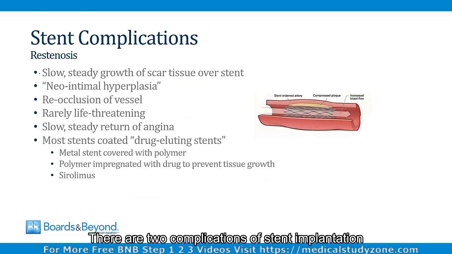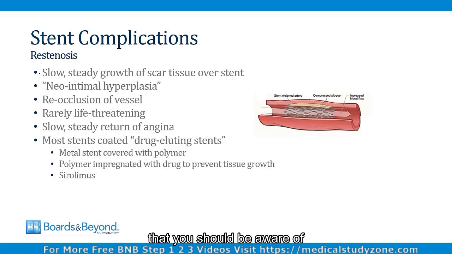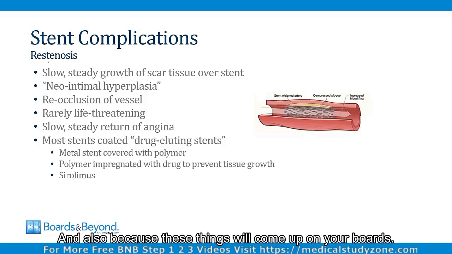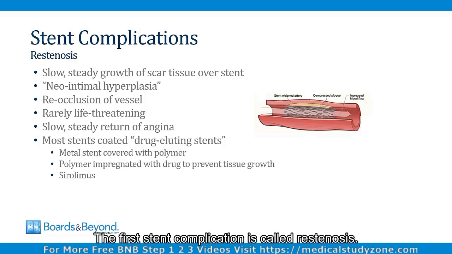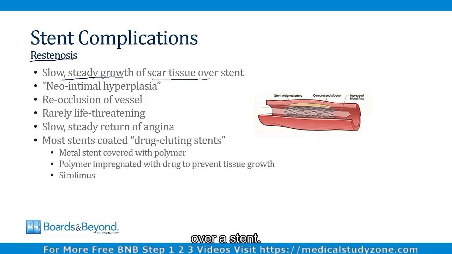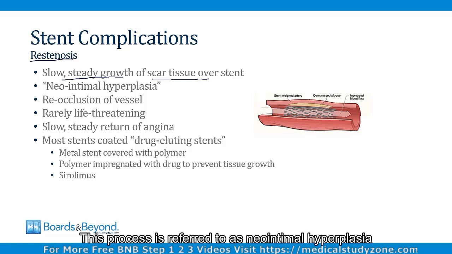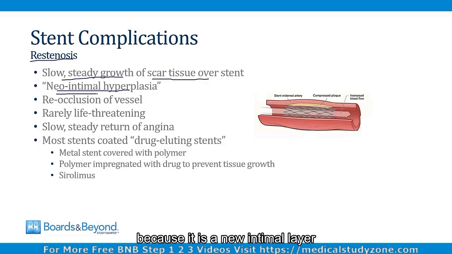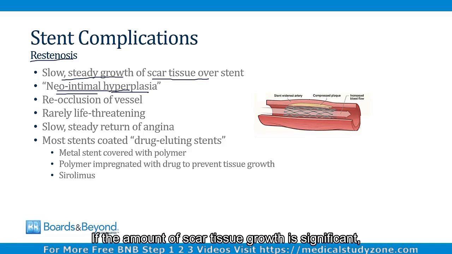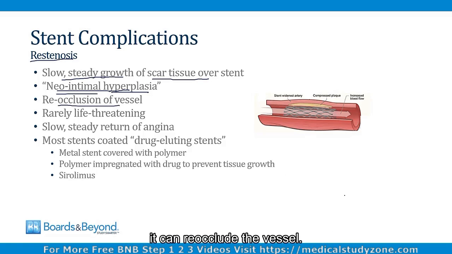There are two complications of stent implantation that you should be aware of because stents are so common in the modern era, and also because these things will come up on your boards. The first stent complication is called restenosis. Restenosis is the slow, steady growth of scar tissue over a stent. This process is referred to as neointimal hyperplasia because it is a new intimal layer that is developing hyperplasia and growing over the stent. If the amount of scar tissue growth is significant, it can re-occlude the vessel.